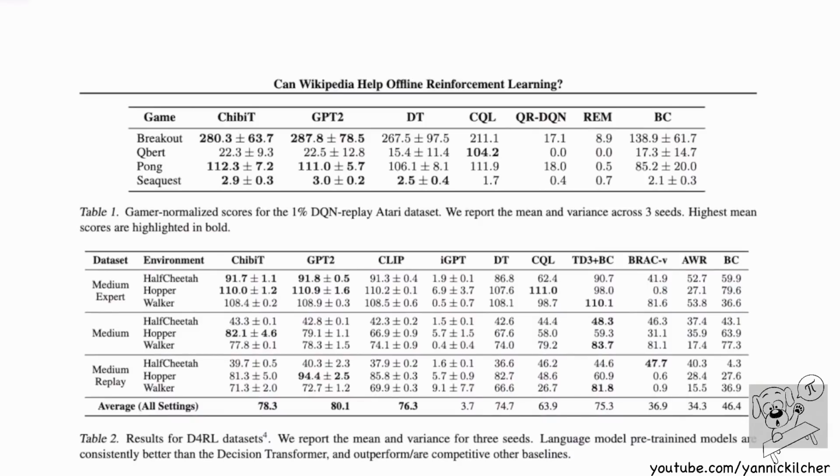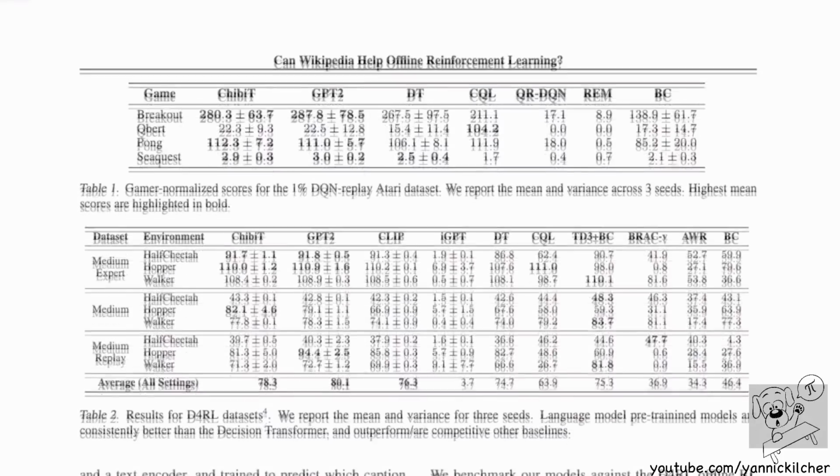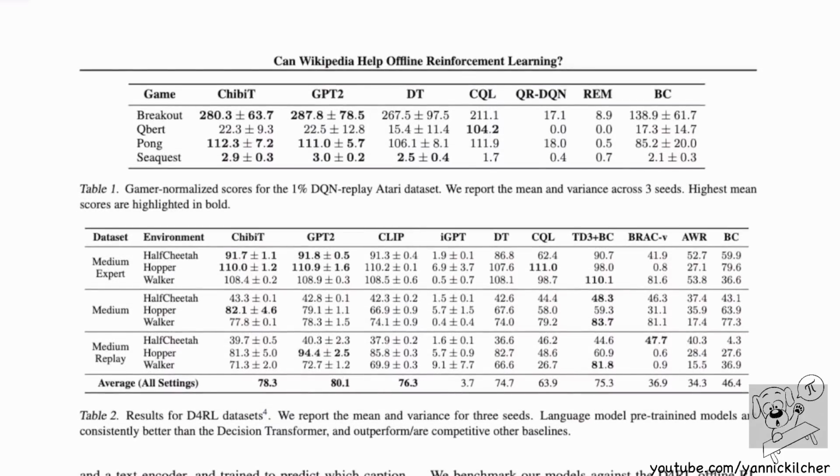The top one is 4 games in Atari. The bottom one is, I believe, 3 environments in the OpenAI gym that are, this is a data set, the D4RL data set. All of this is offline reinforcement learning. On top, you also have the 1% DQN replay Atari dataset.